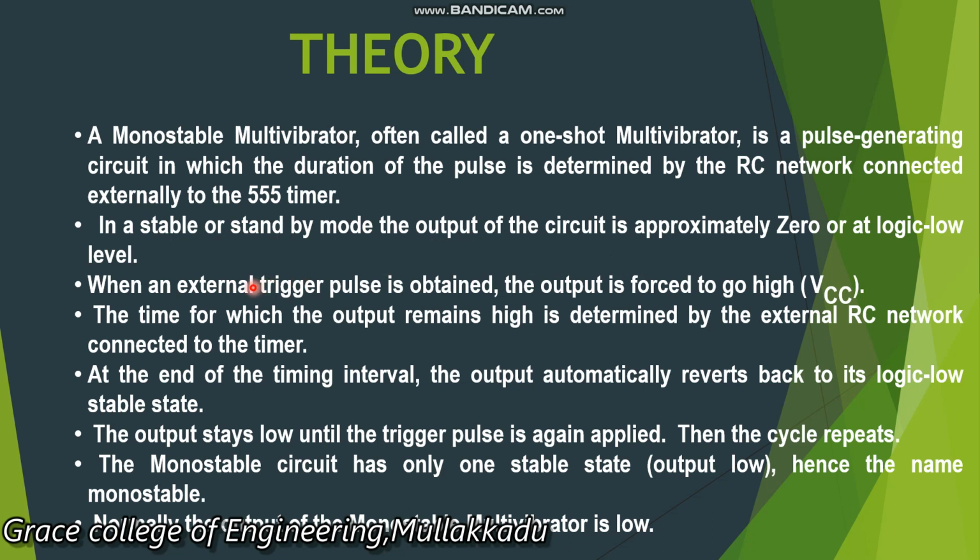That is active low. When the external triggering pulse is given at the input pin of this monostable oscillator, at that time the output will be VCC, and it remains high based upon the RC network. At the end of the time interval, the output will once again move back to 0. In this way, 0, VCC and 0, and the high period depends upon the RC circuit. This cycle will repeat. It has only one stable state, hence it is called monostable multivibrator, and it has another quasi-stable state.